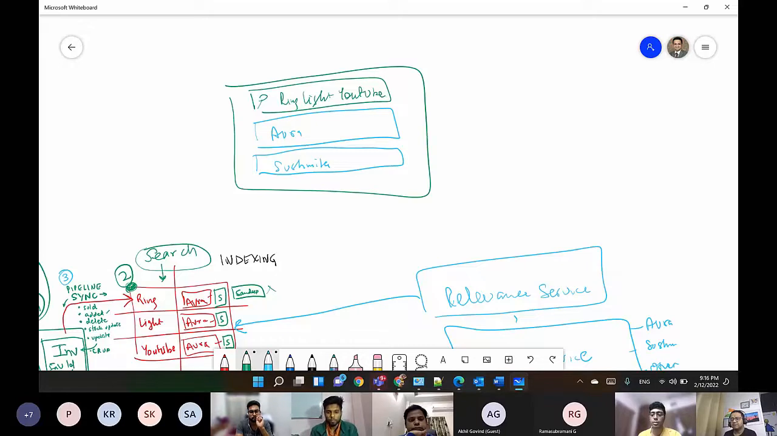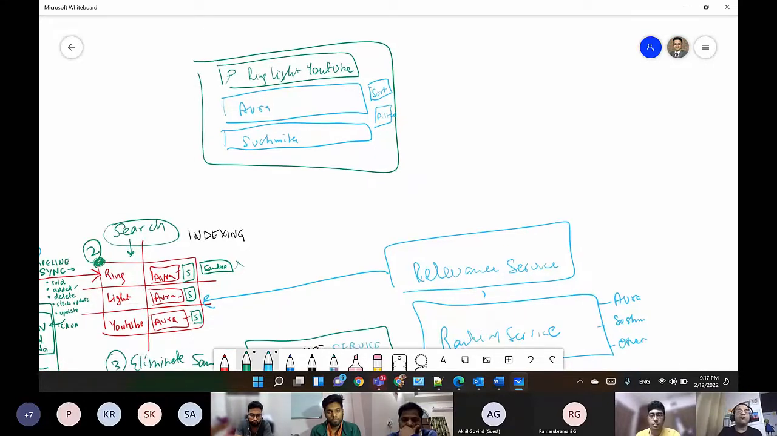Sort. There is a sort button, so I can sort it according to the price, maybe popularity, or maybe reviews. You're absolutely right. There is sorting, there is filtering. Where did that happen? Very simple.